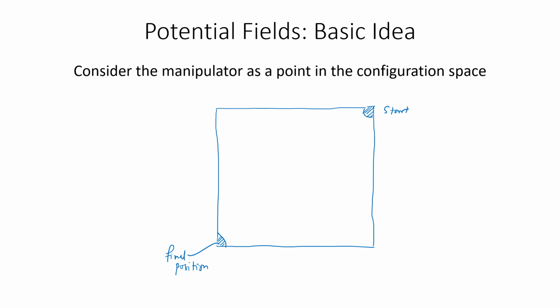Now, it can simply move from the start position to the final position, but the complexity is that there are obstacles in the workspace. Something like this block is placed over there. So this is an obstacle.